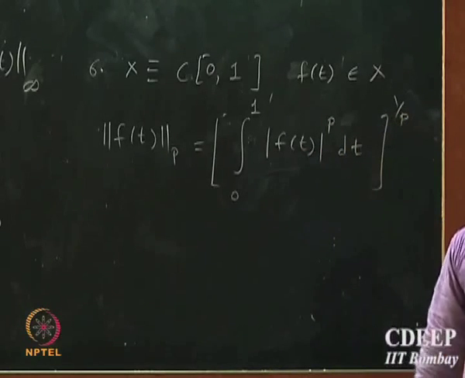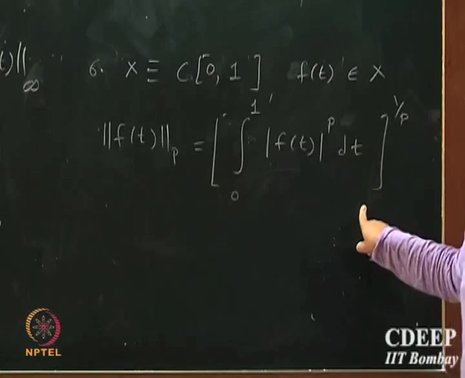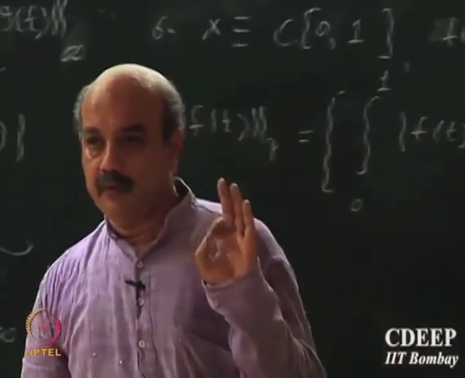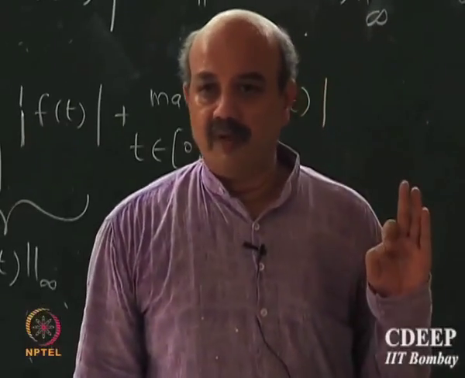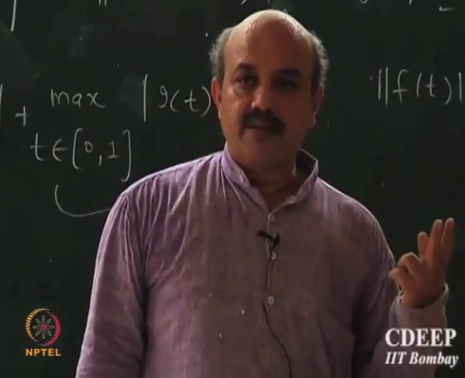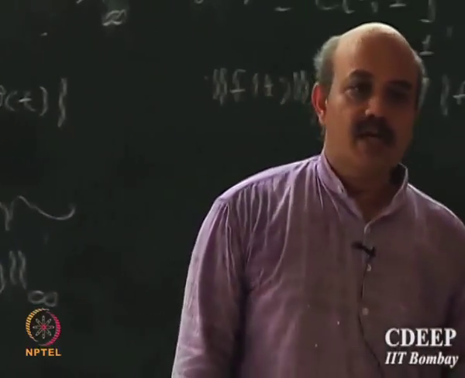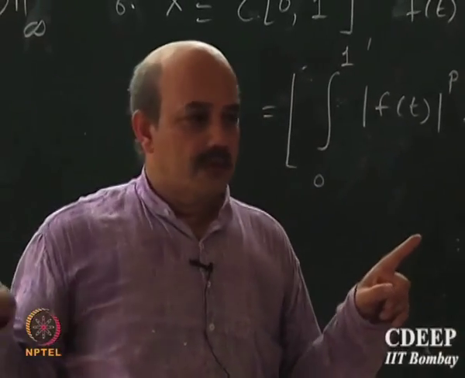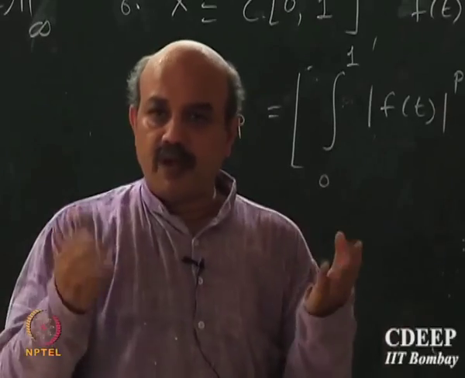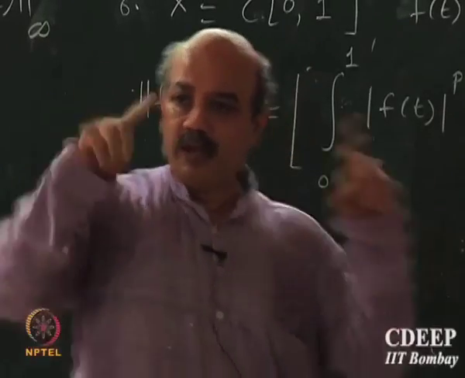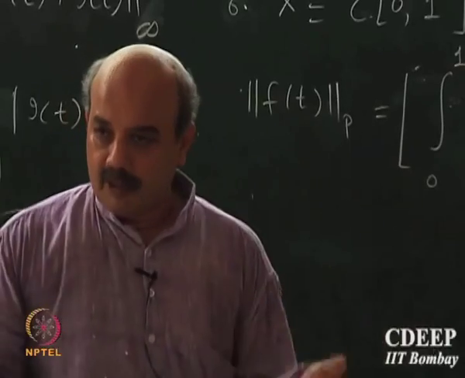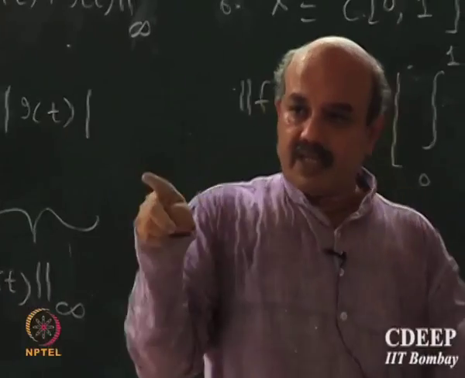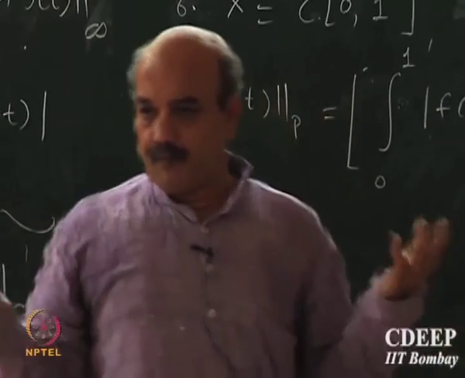I can define a norm which is... I need a norm to be a scalar value, right? If you look at n dimensions, how was the norm defined? Sum of absolute values, right? Sum of absolute values for one norm, sum of square of absolute values, and then take square root for the two norm. For a p norm, it was defined as absolute value of each element raised to p, sum it and raised to 1 by p and so on.